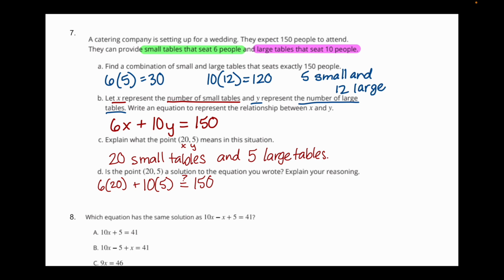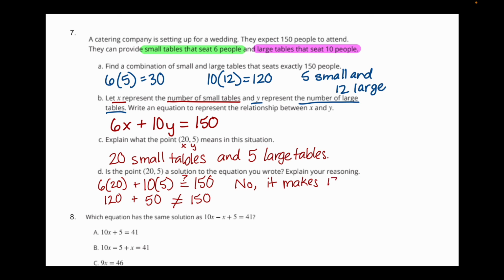So 6 times 20, 6 times 2 is 12. This will give us 120. And then 10 times 5 is going to be 50. So plus 50. This is not going to be equal to 150. It's actually equal to 170. So no, it makes 170, not 150. So since it does not make both sides balanced or equal, it's not considered a solution.